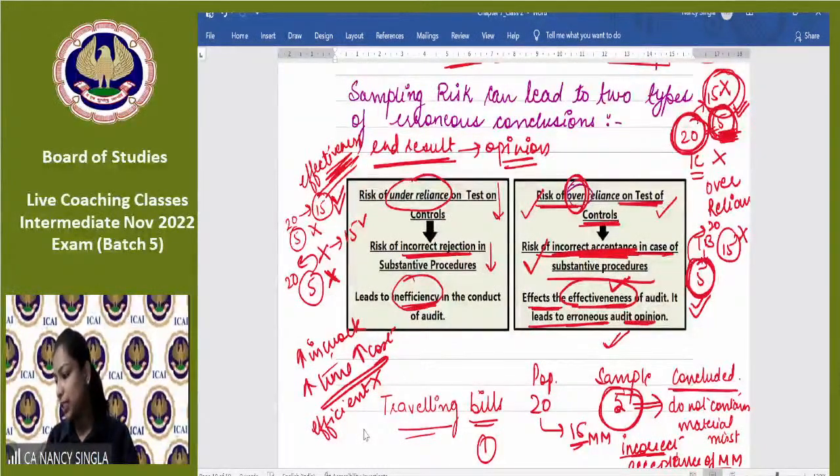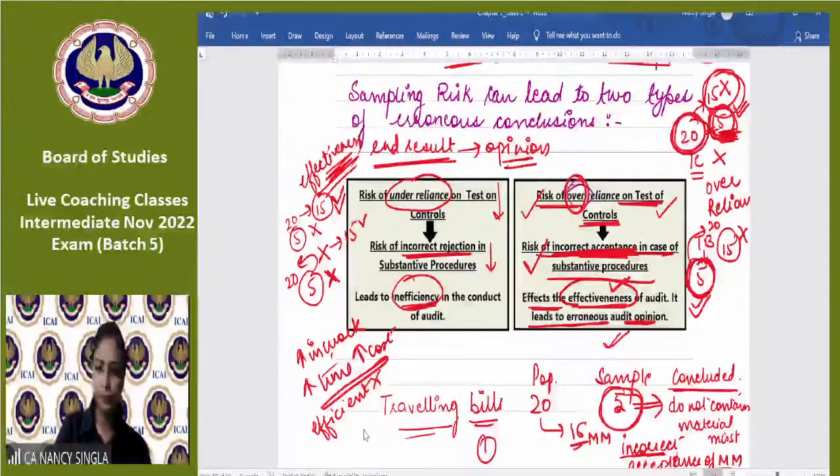ठीक है. सो इज इट क्लियर? गेहानी सिंह मैम क्रिस्टल क्लियर. चलो गुड. ठीक है. इज इट क्लियर?